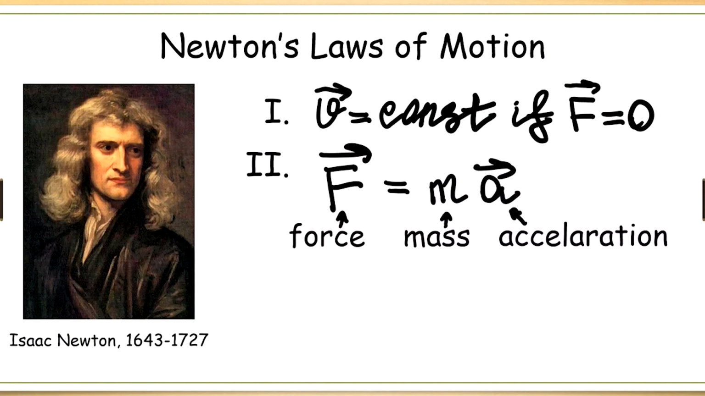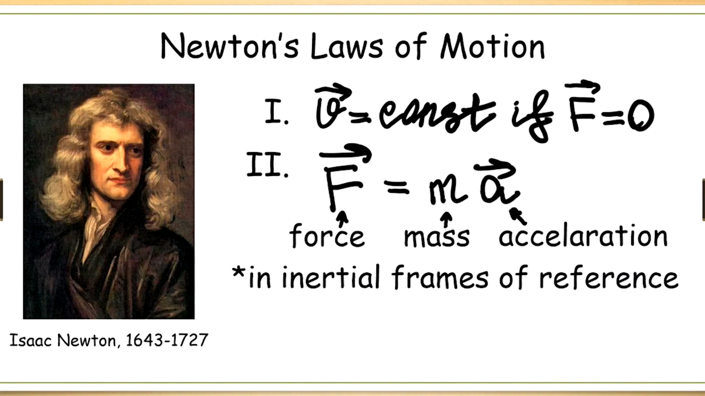The second law relates the force acting on an object to its acceleration a. Please note that this equation is vectorial, which means that not only the values of the physical quantities of force and acceleration are related, but also their directions. And the linear coefficient between them is known as the inertial mass, m.